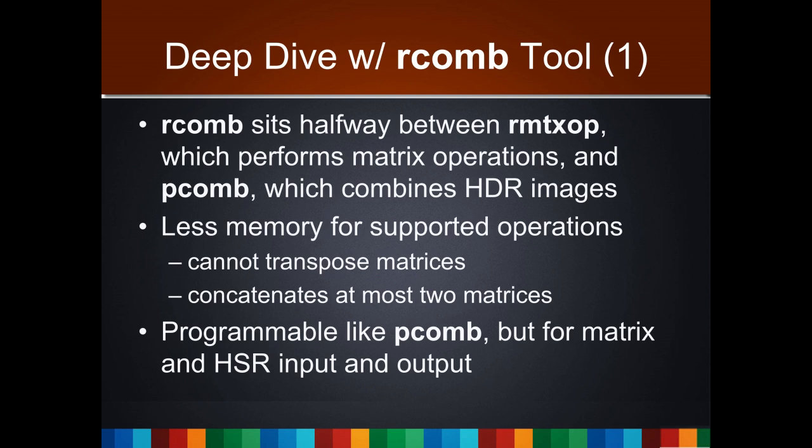It comes with limitations. There are some operations, like transpose, where you kind of need the whole matrix, so RCOM doesn't do those. It doesn't do all the matrix operations rmtxop does, but it does a bunch more stuff because it's programmable. Similar to PCOM, you can have it do whatever you want with the matrix elements. So it uses less memory for the operations it supports. Like I said, it can't transpose, and it only concatenates two matrices. You can't have a long list of concatenations. And it's programmable, as I said, so you can have matrix and HSR or HDR input and output.